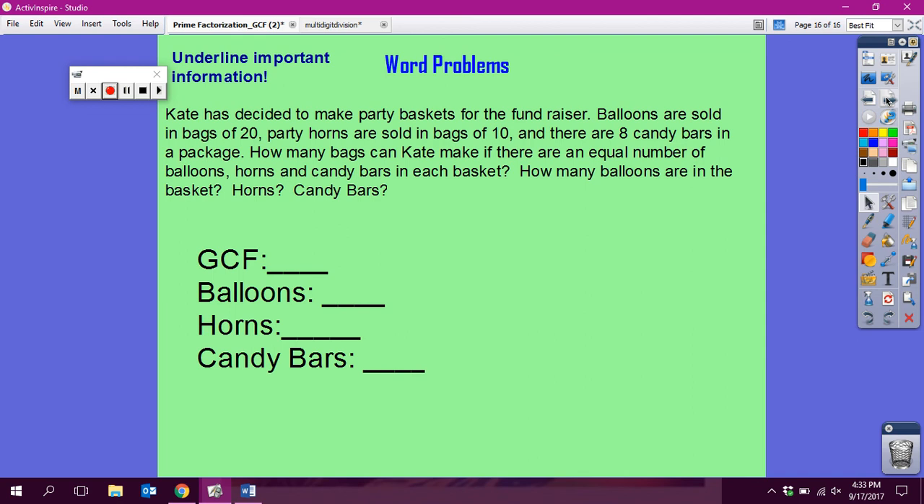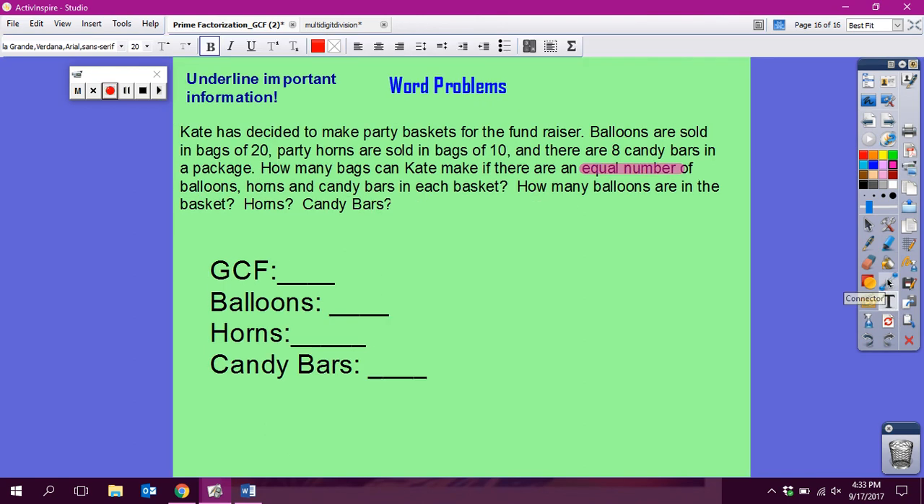Okay, so what that means to me is I do need to find those keywords. And again, I see "equal number." That's the first thing that jumps out at me. So I need to find the GCF, which is going to be the number of baskets that I can make. So I have 3 numbers here, so I've got to break all of them down. I've got 20, I've got 10, and I've got 8. Now thankfully these are pretty standard numbers and they shouldn't take me a very long time to break down.